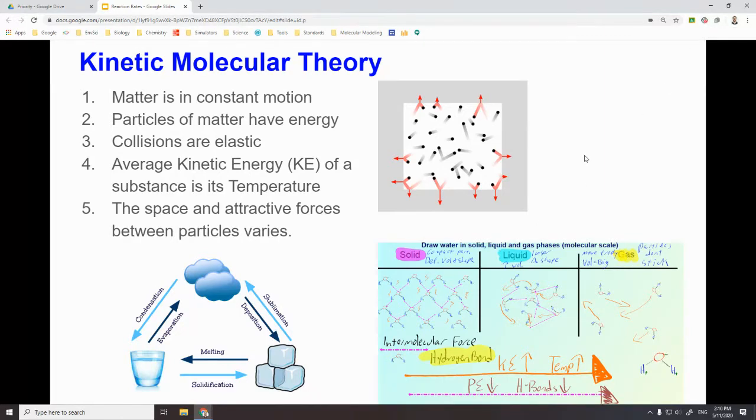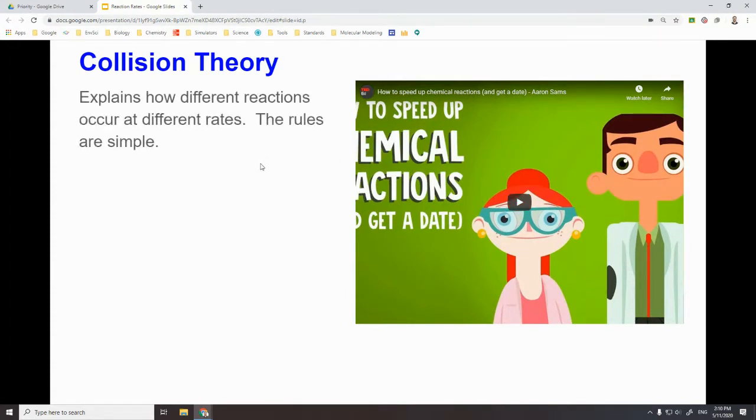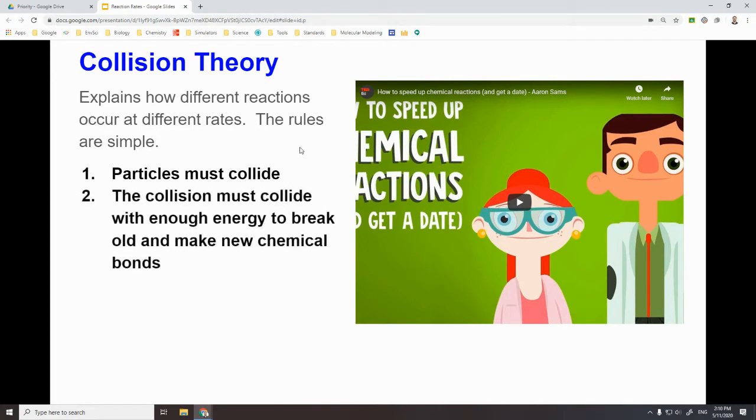So let's move on to the next thing, which is going to talk about collision theory. Collision theory explains how different reactions occur at different rates. And the rules for this are really pretty simple. We just have to have particles that collide, and they have to collide with enough force or enough energy to cause a change. So chemically speaking, that means making and breaking bonds. And then they must collide facing the right direction so that that new shape can take place.